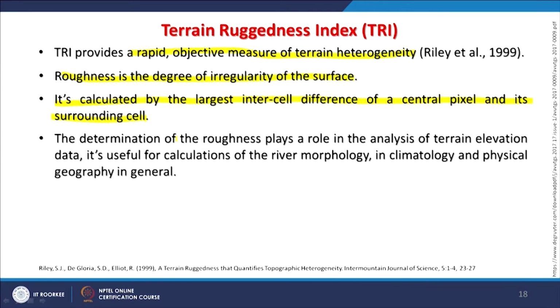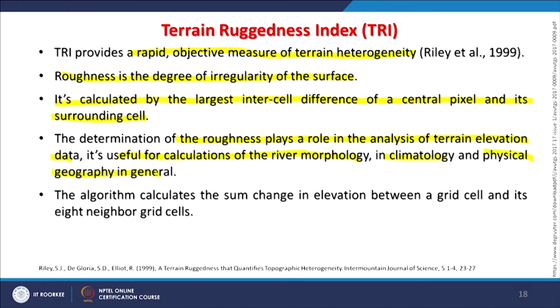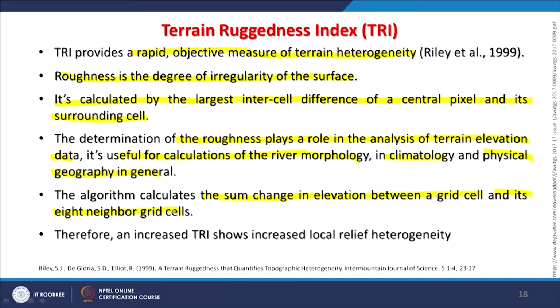And this determination of roughness plays a role in the analysis of terrain elevation data, useful for calculation of river morphology, in climatology, physical geography in general, and in many civil engineering projects as well. Now, the algorithm which is employed here to calculate this TRI is basically the sum change in elevation between a grid cell and its 8 neighboring cells. So, again this 3 by 3 kernel will be used, and therefore, an increased TRI shows increased local relief heterogeneity.